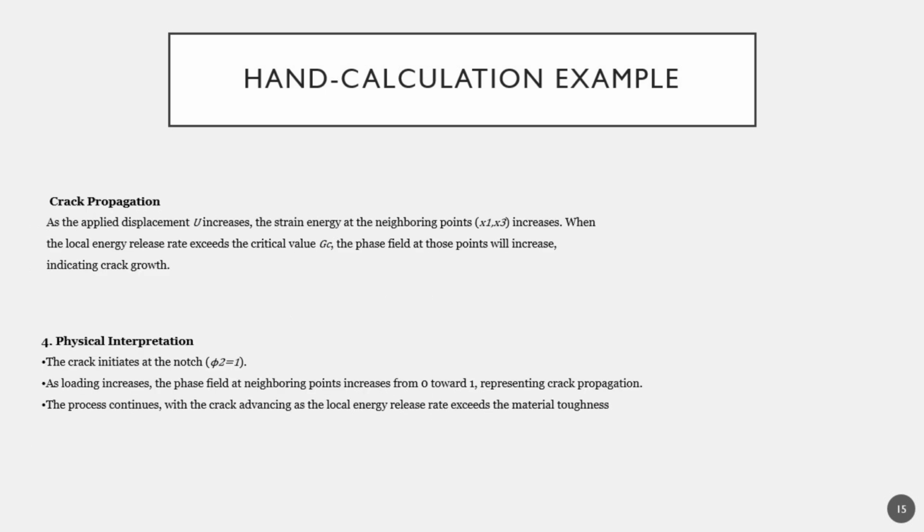So now let's quickly recap what we studied about crack propagation. Crack propagation is when the displacement increases, the strain in the neighboring points of any assumed point in the material also increases, and when the local energy release rate exceeds the critical value, that is GC of the material for a specific material, the crack starts to grow spontaneously. And that is what crack propagation essentially is.